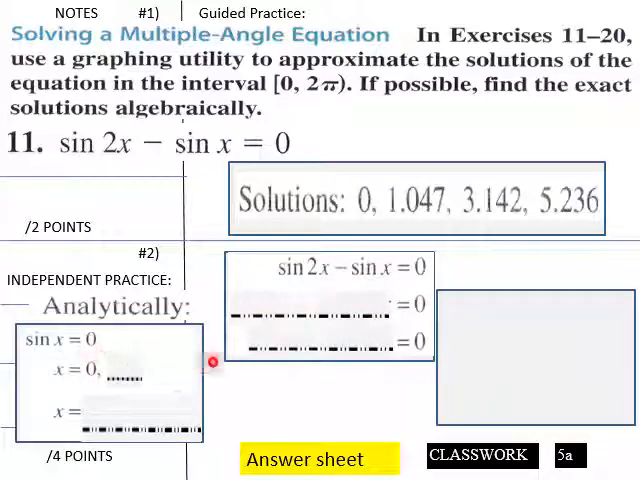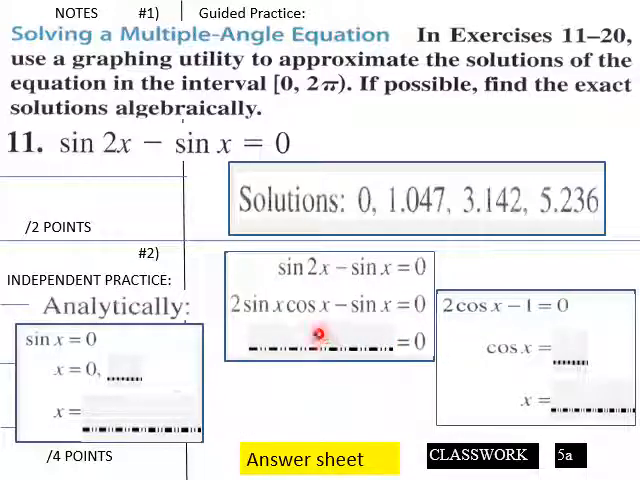And then we have sine x equals 0. So when we solve for that, and then we have 2 cosine x minus 1. This is one way that you can pick this apart and solve each one of these individually like that. So we have 2 sine x cosine x minus sine x equals 0. So this will yield this here.